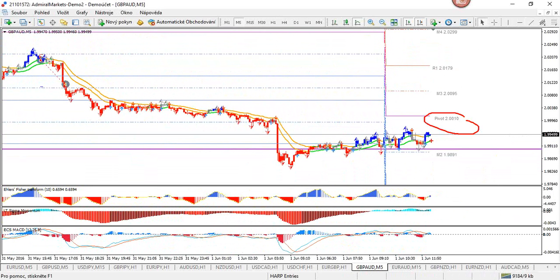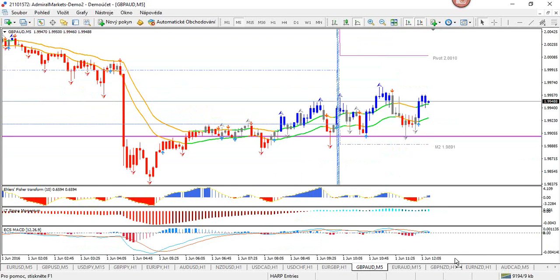Either at the pivot point, if price gets up to the pivot point and then we get an arrow, or, that seems the most likely at the moment, but if it doesn't, the break, pull back, and then an arrow right in here.